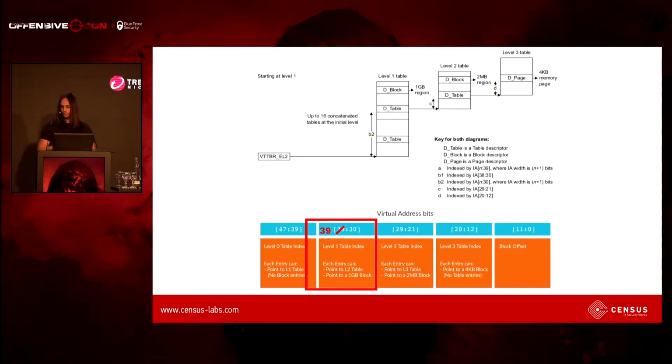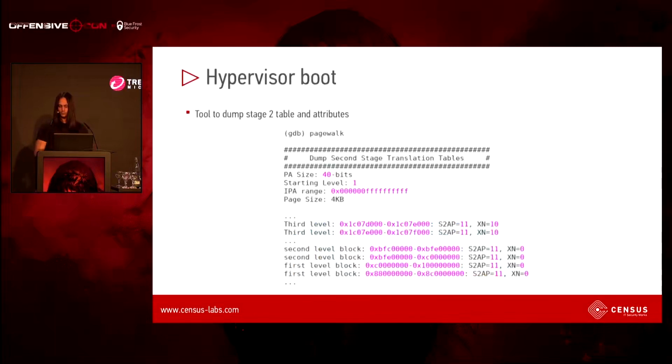Of course, this is allowed for up to 16 concatenated tables. For example, if we had a 41-bit input virtual address region, then we would require 4 tables, which could be indexed by bits 30 to 40. And based on some other tools which you can find in the references, we have built a tool to dump the tables and their memory attributes.